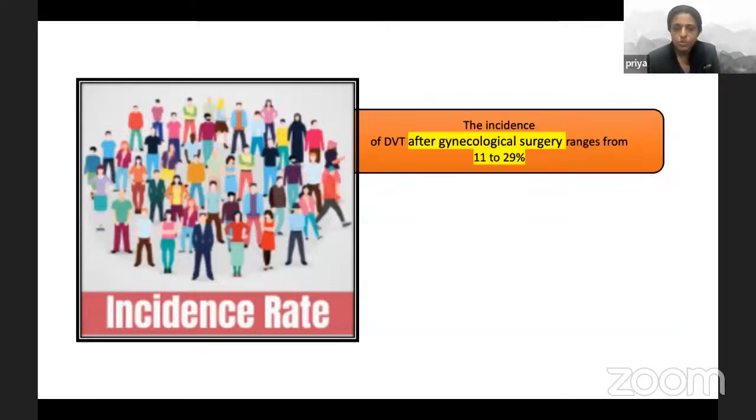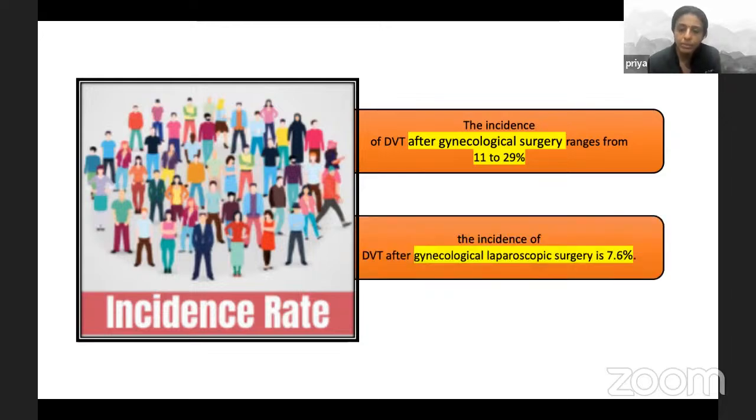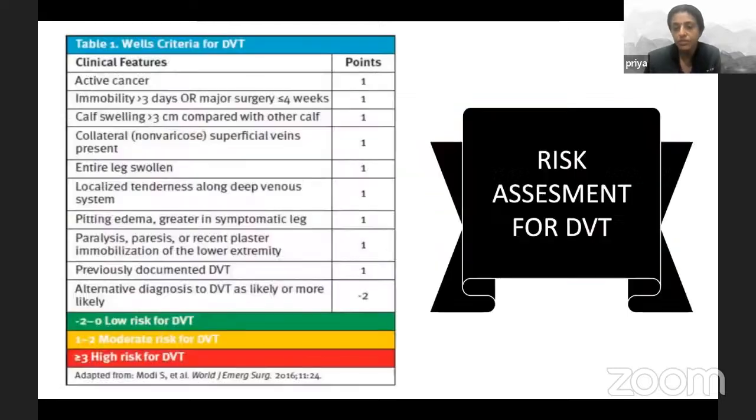Now, when it comes to gynec surgery, women are actually at a higher risk of thrombosis, and almost all the pelvic surgeries, abdominal surgeries are at a higher risk of DVT compared to the limb surgeries or other surgeries, and the incidence is anywhere between 11 to 29%. But now most of us are doing surgeries laparoscopically, and after laparoscopy, the incidence is not as less as we would like to believe. It's still 7%. So maybe 1 in 12 or 1 in 13 patients will have a DVT, which is a big number.